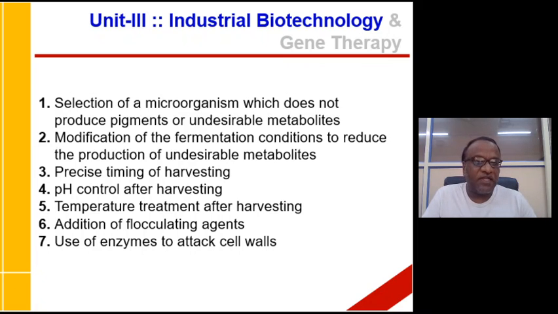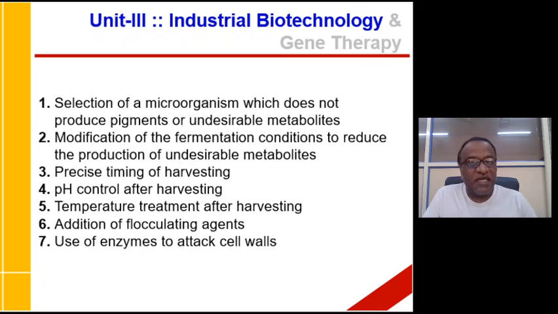Then, modification of the fermentation conditions to reduce the production of undesirable metabolites. Even if the microorganisms tend to produce undesirable metabolites, the factors which influence their production could be the pH of the medium, the temperature, and the available nutrient source. If you can modify the fermentation condition itself to reduce the production of undesirable metabolites, that influences maximizing the yield of the product and easy recovery of the product.